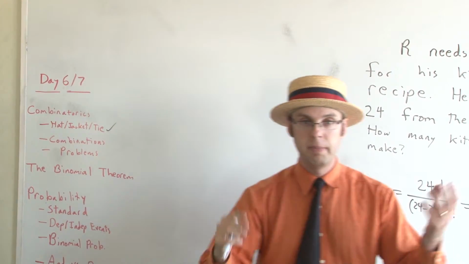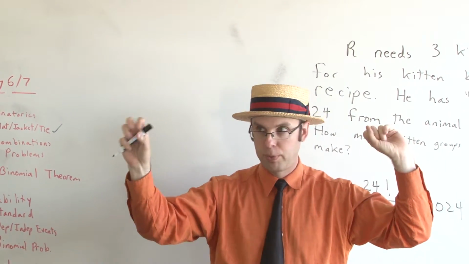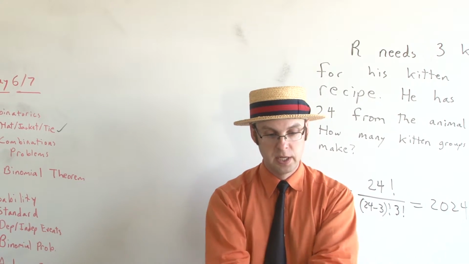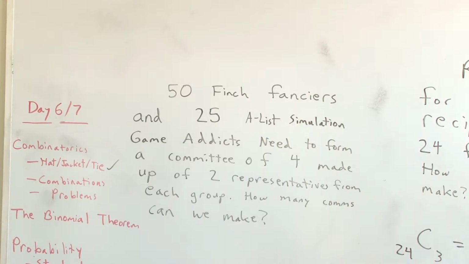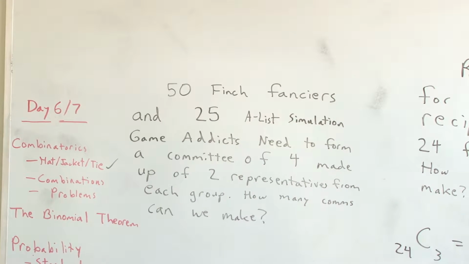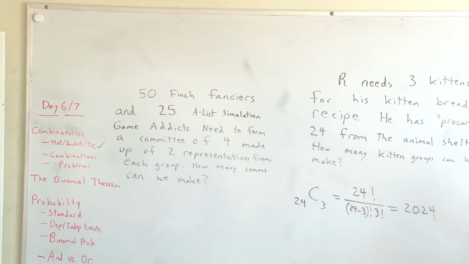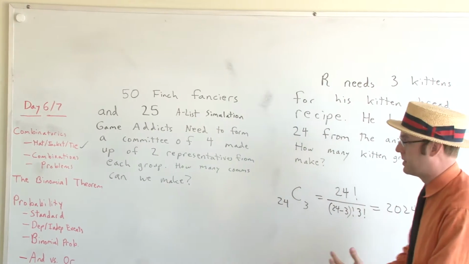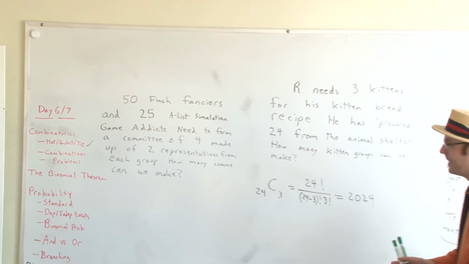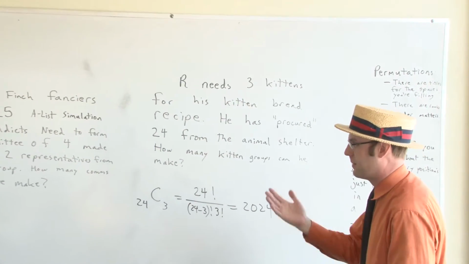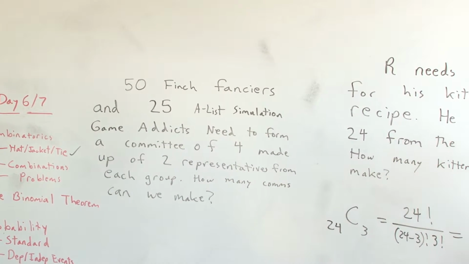The one interesting problem that they sometimes do is where I'm trying to form a committee and I've got 2 groups of people that I'm pulling from, and I'm pulling a different number from each of those groups to make a central committee. So let's say, for example, we have 50 Finch fanciers and 25 A-list simulation game addicts. They need to form a committee of 4 to represent their shared interests. But I need 2 people from each group to form this committee.